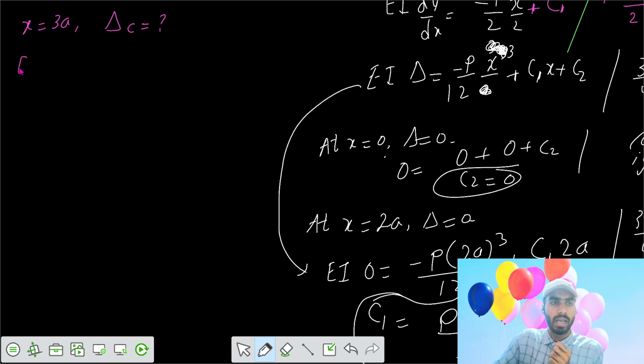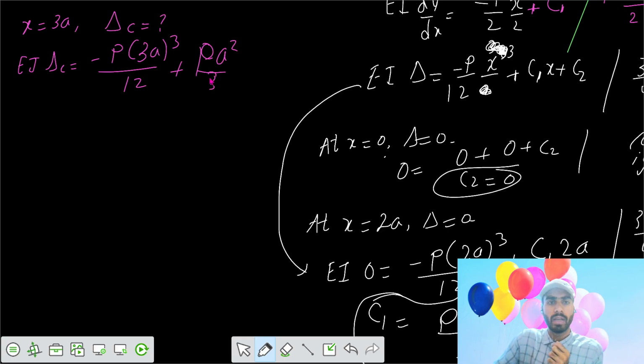We can write EI delta C equals minus Px cube, that is 3a cube by 12, plus constant C1. The value of C1 we got as PA square by 3. Then after that we had to multiply it with x. The value of x comes out to be equal to 3a.